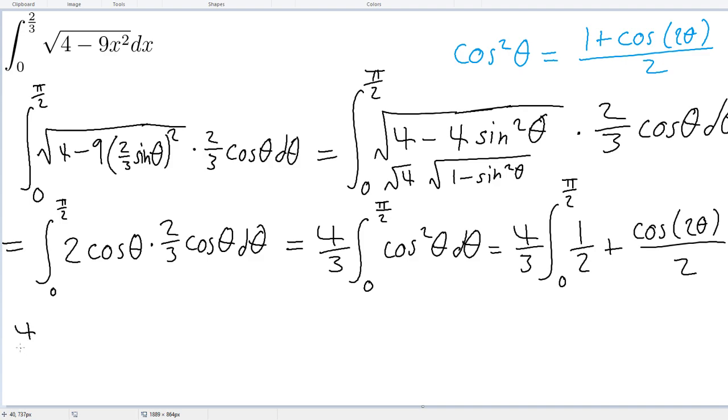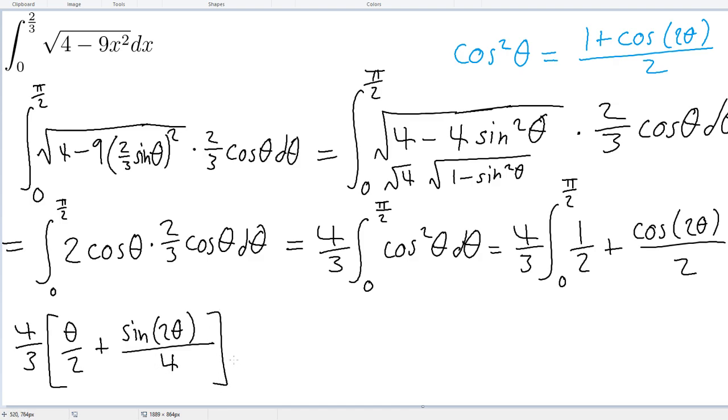And then we can simply integrate that. The integral of a half is theta over 2. And then cosine 2 theta, the integral of that is just sine 2 theta. And because of that 2 theta, it's going to do a chain rule. So sine 2 theta, and then divide by 2. So this gives us 4/3 and then pi over 2, 0.